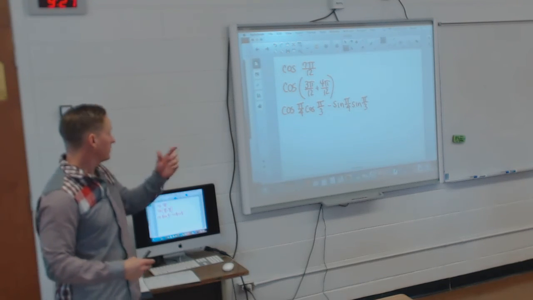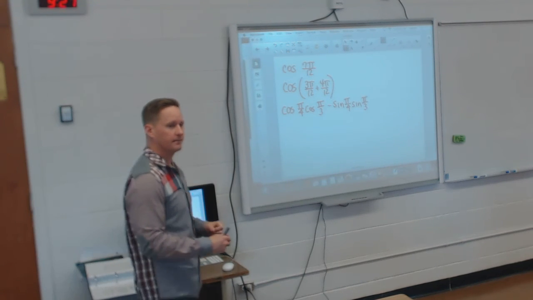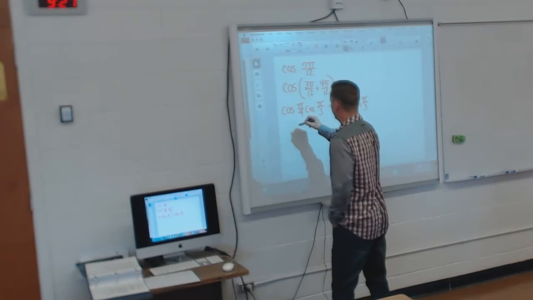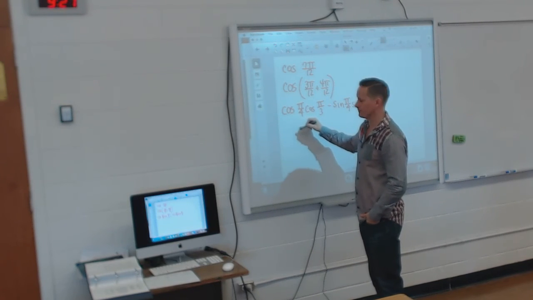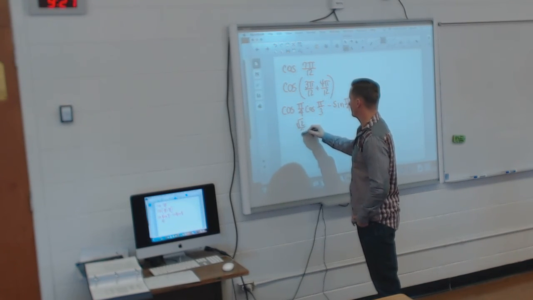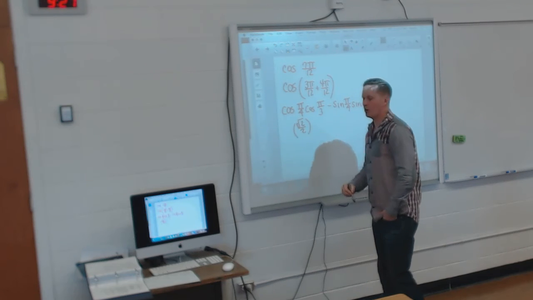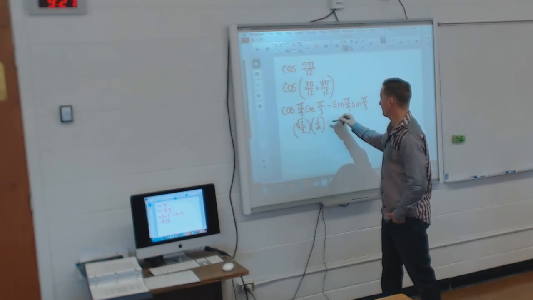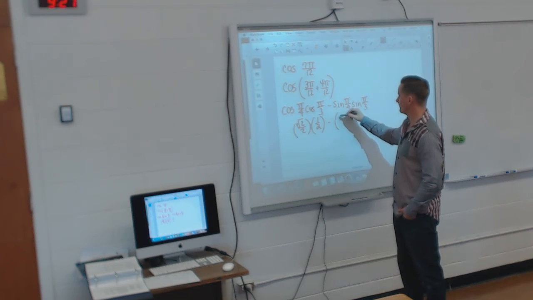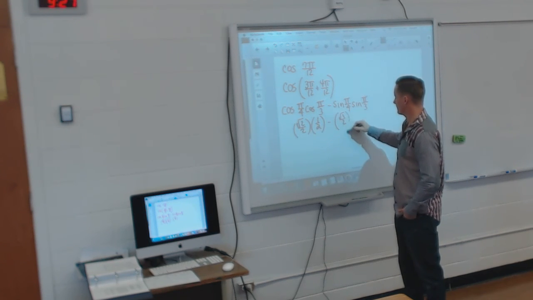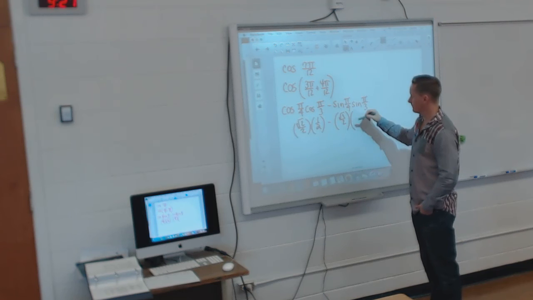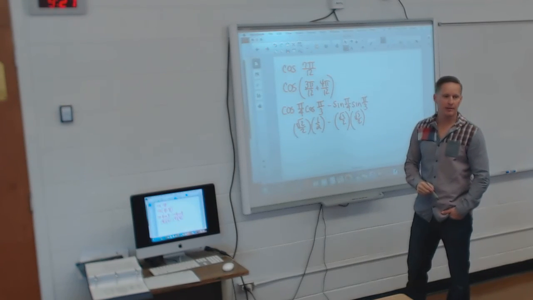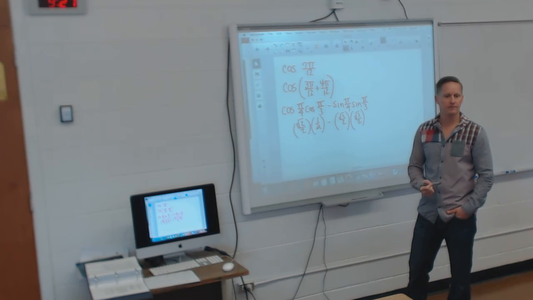Okay? So now, do I know the cos of pi over 4? What is it? Root 2 over 2. The cos of pi over 3 is 1/2. Good. Sine of pi over 4 is root 2 over 2. Sine of pi over 3 is root 3 over 2. Awesome. See how beneficial it is to know that circle.